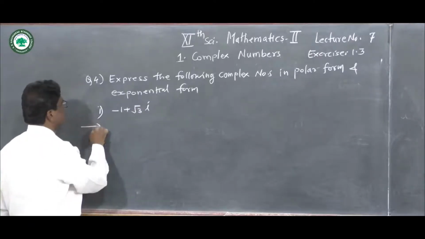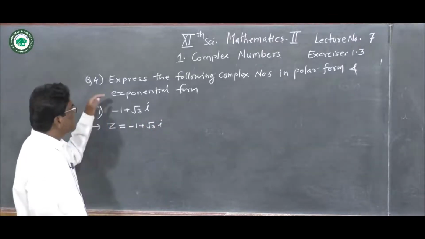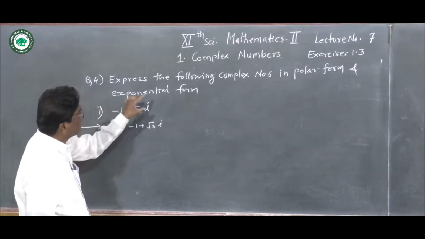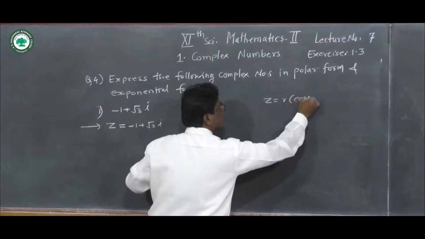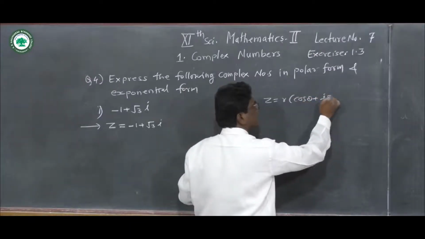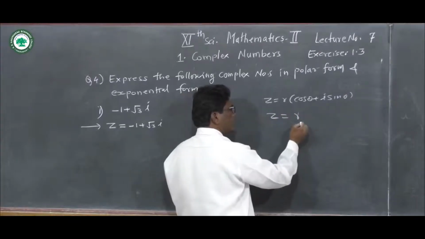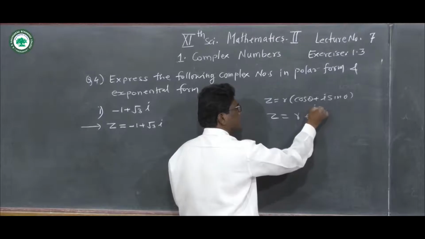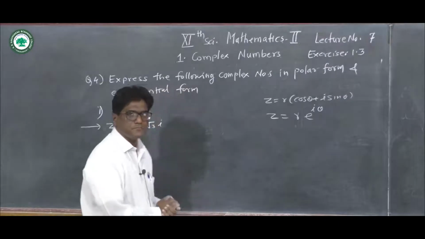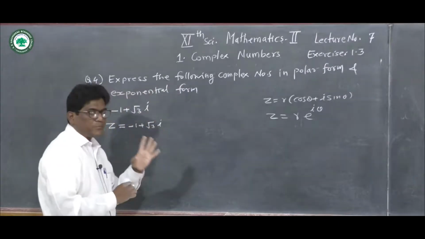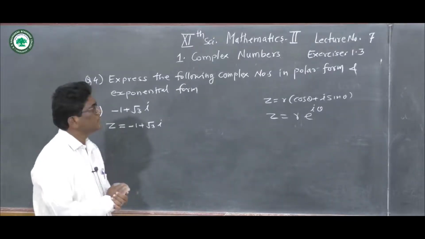Firstly, we call this z. So z is equal to minus 1 plus root 3i. Now we have to express this complex number in polar form. We know polar form is z equal to r in the bracket cos theta plus i sin theta. We have seen this in the last lecture. And the exponential form is z equal to r into e to the power i theta. Above one is the polar form and this one is the exponential form. So firstly we want to find r and theta. Then we can write polar form and exponential form.